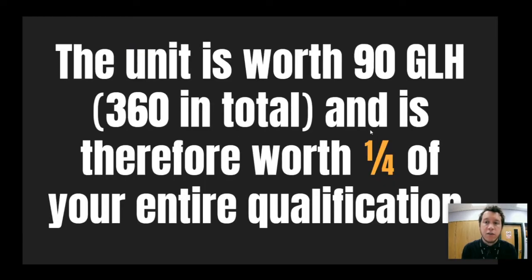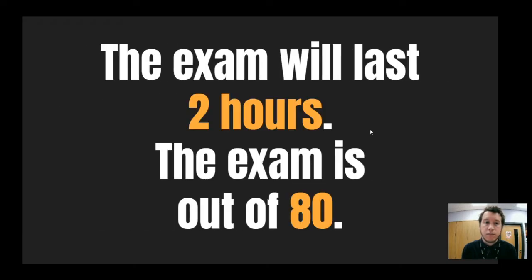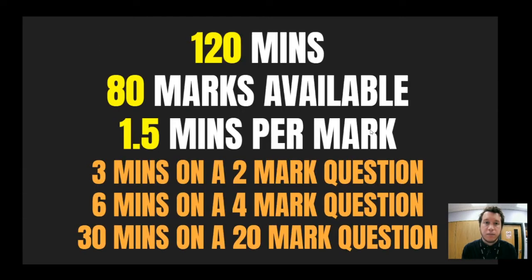This unit, the exam, is worth 90 guided learn hours. There are 360 guided learn hours in the 2 years in total. So therefore this unit is worth a quarter of your entire qualification. The student will need to get a distinction in the exam to get a distinction star overall. The exam itself will last for 2 hours, and the exam is out of 80 marks.